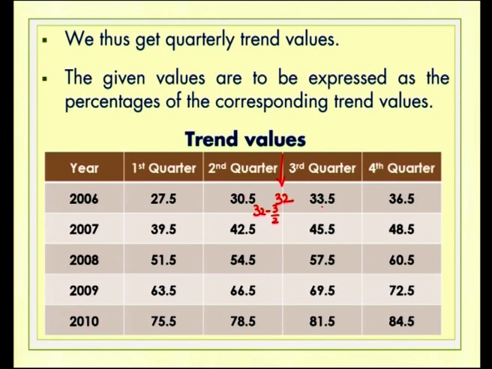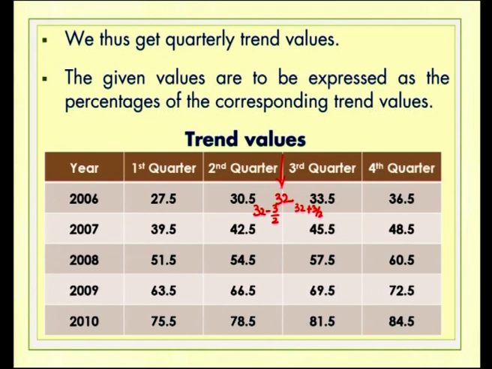Similarly, for the third quarter, this is 2.5 quarter and the quarterly increment is 3. So, from 2.5 quarters to the third quarter, 3 by 2 is the increment. So, 32 plus 3 by 2 gives you 33.5. Now, we will not calculate 27.5 first. We will calculate this 32 first, which is halfway between the second and third quarter. Then we calculate 32 minus 3 by 2, which is 30.5, and 32 plus 3 by 2, which is 33.5.